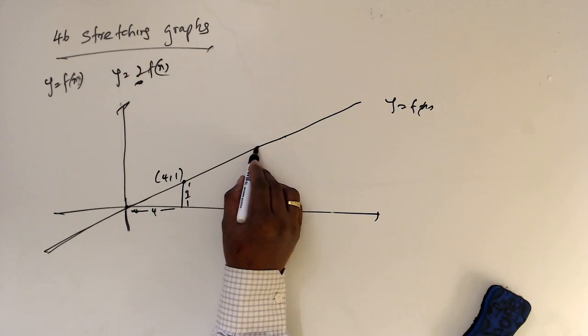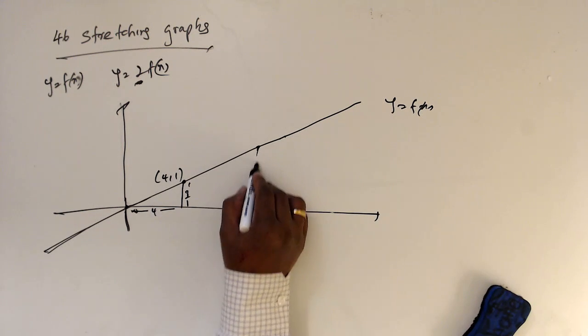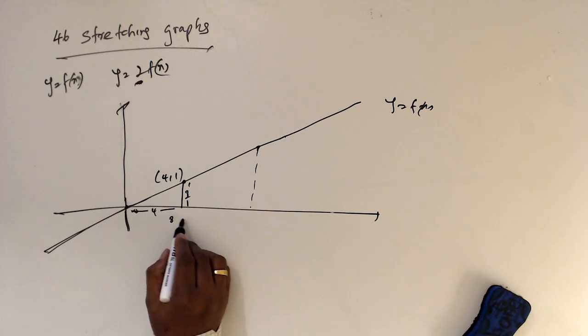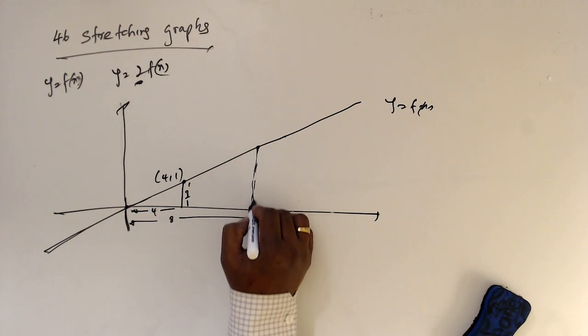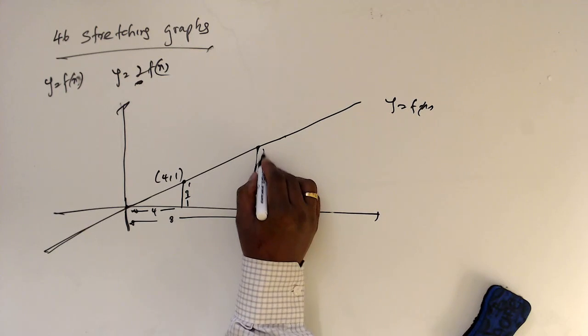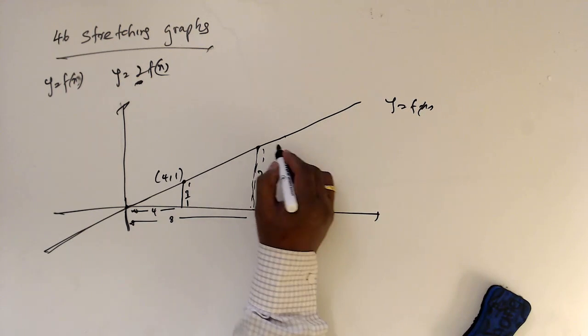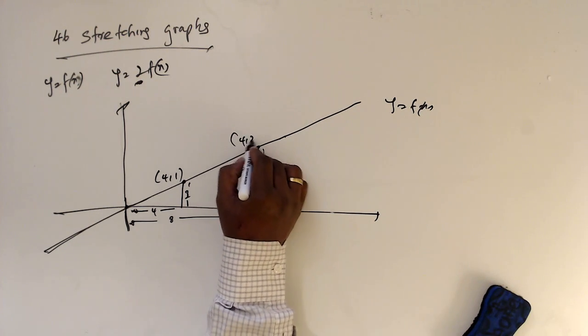I'll take another point. This length is 8. This height is 2. So this point is 8, 2.